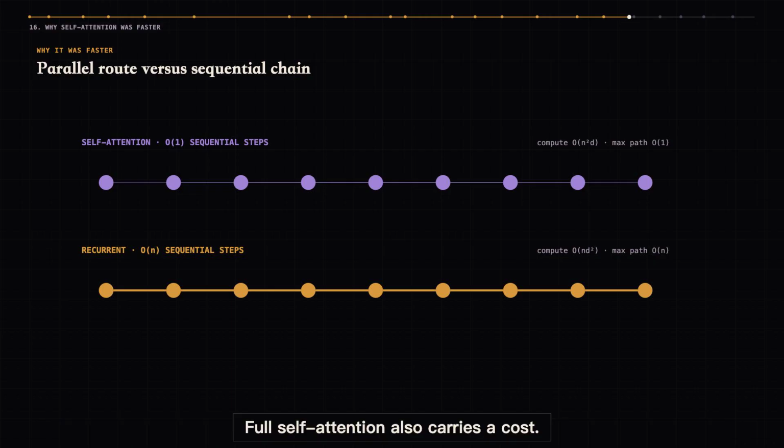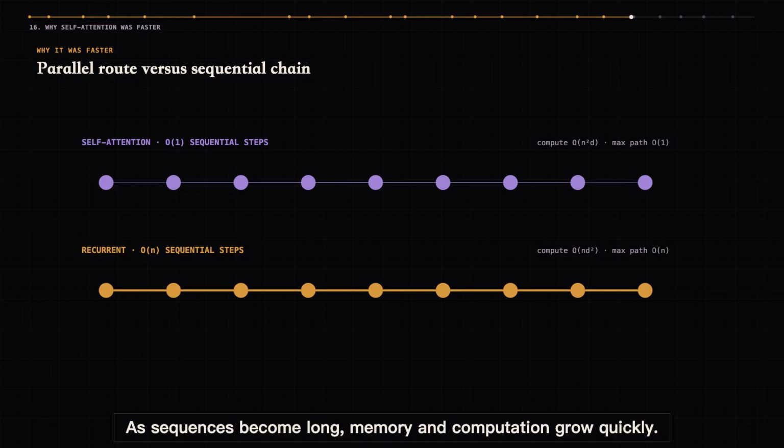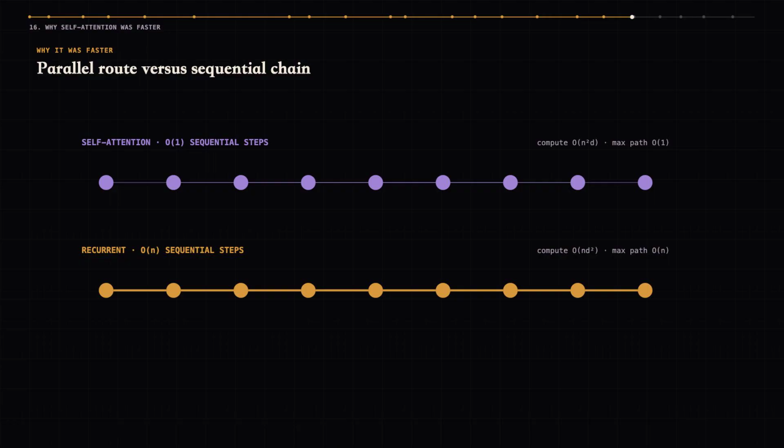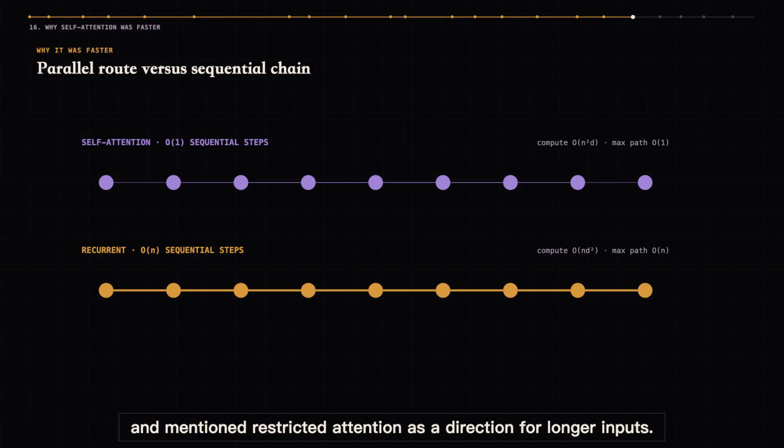Full self-attention also carries a cost. The score matrix contains n-squared entries. As sequences become long, memory and computation grow quickly. The paper recognized this issue and mentioned restricted attention as a direction for longer inputs.